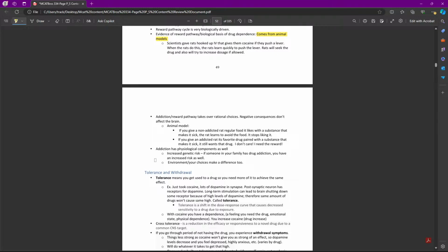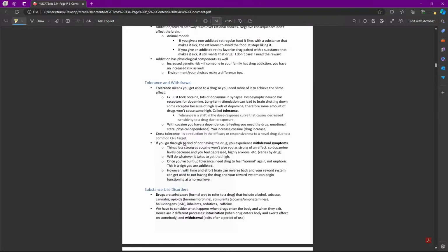Addiction has a physiological component as well. Increased genetic risk: if someone in your family has it, you have increased risk as well. Environmentally, your choices make a difference too, though. So tolerance is when you need to have more of a substance to achieve the same effect. For example, with cocaine, a lot of your dopamine synapses, postsynaptic neurons, have receptors for dopamine. Long-term stimulation can lead to the brain shutting down some receptors because of high levels of dopamine, which is called tolerance.